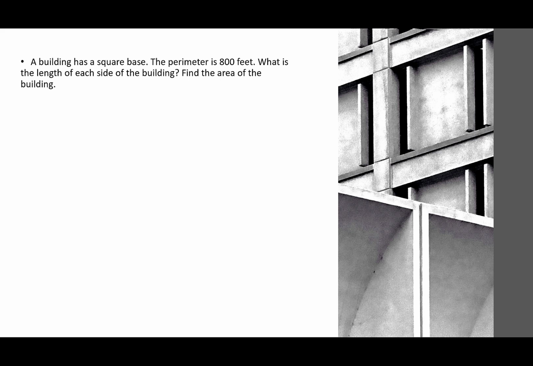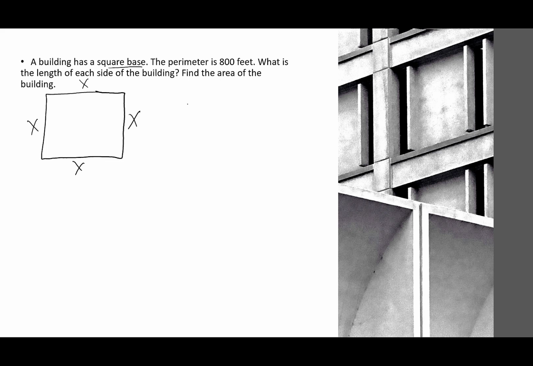So we're going to start with: the building has a square base, the perimeter is 800 feet, what is the length of each side of the building, and then let's find the area of the building. So it's really important here that it says it has a square base. So I know all the sides are the same. So let's call them all x.